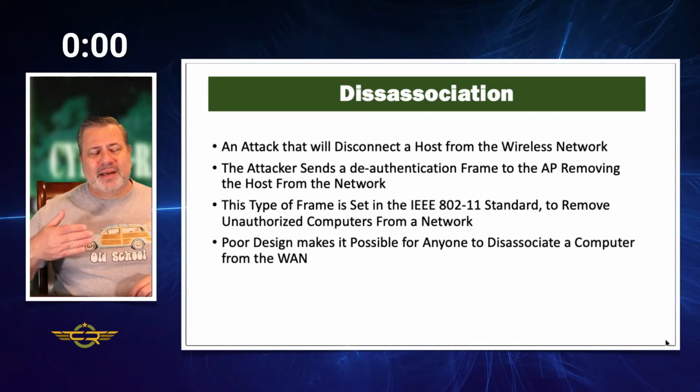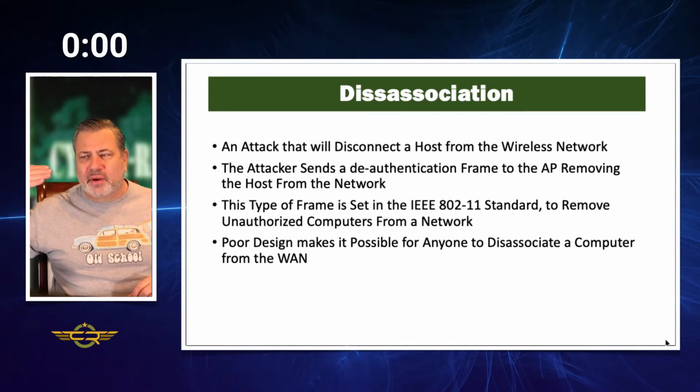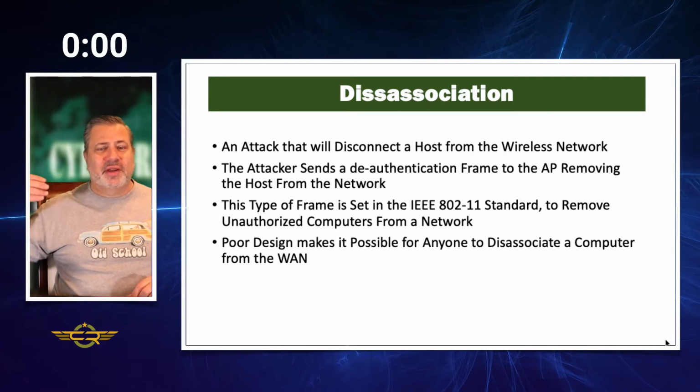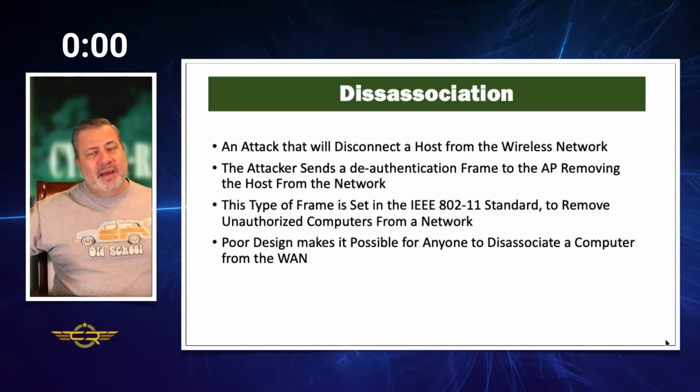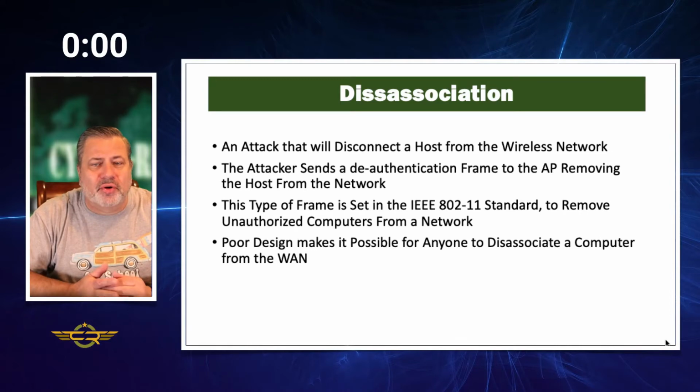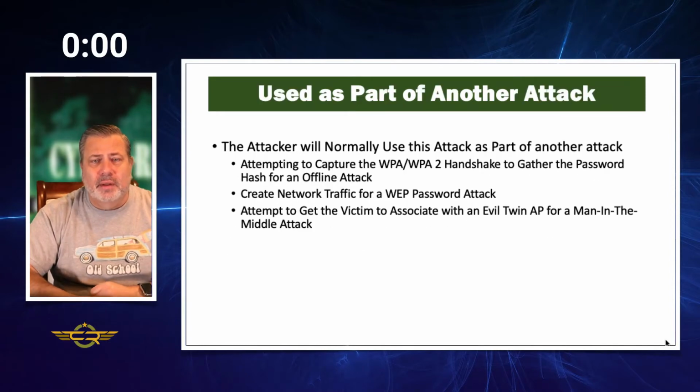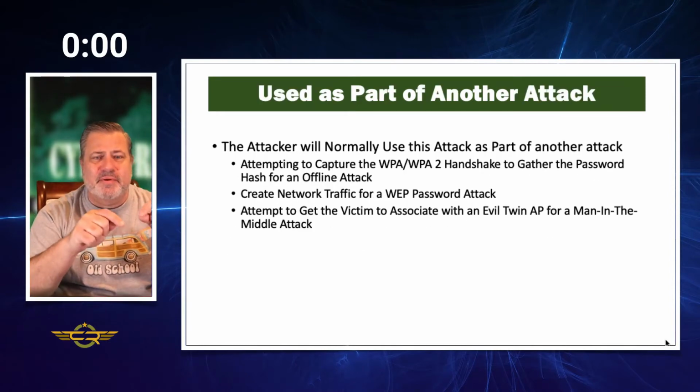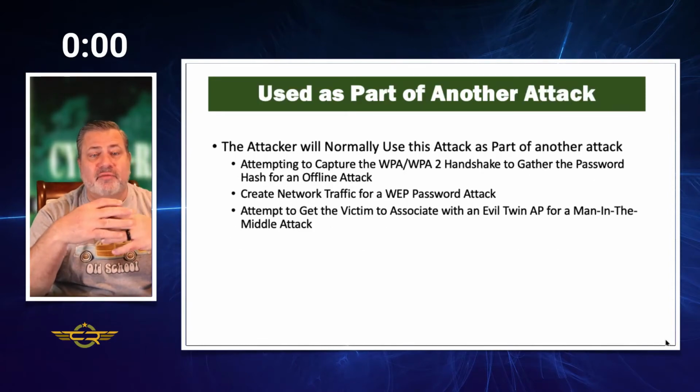So a lot of times we can go get that MAC address that's sent in the clear across the Wi-Fi network, find the host we want to disassociate, send that disassociation frame, and kick them off the network. It's poor design that makes it possible for anyone to disassociate a computer from the WAN. It's bad design. So this type of attack is normally used as part of a bigger attack.